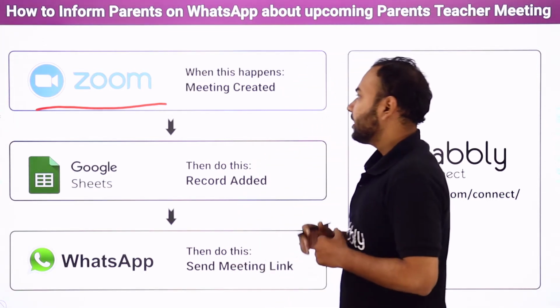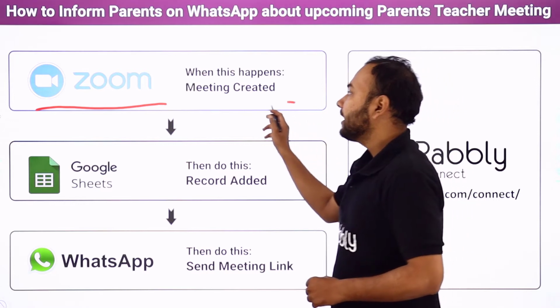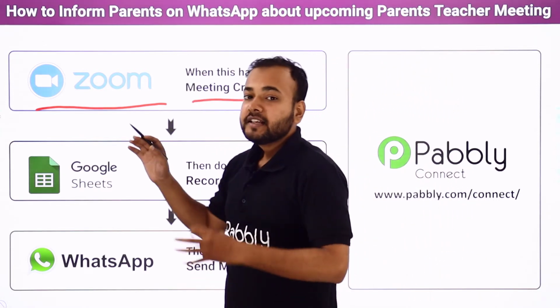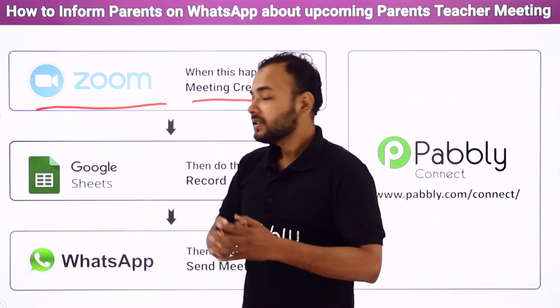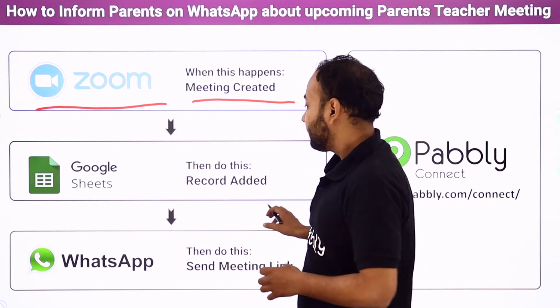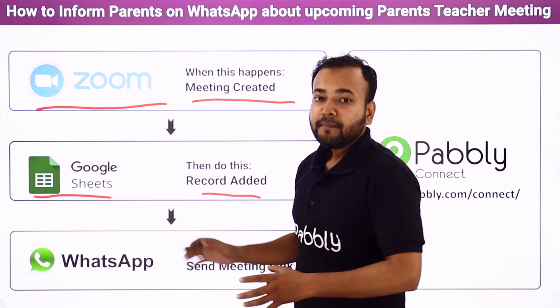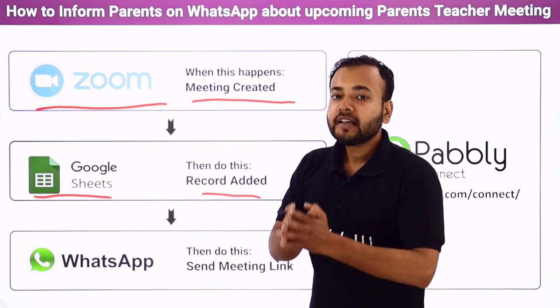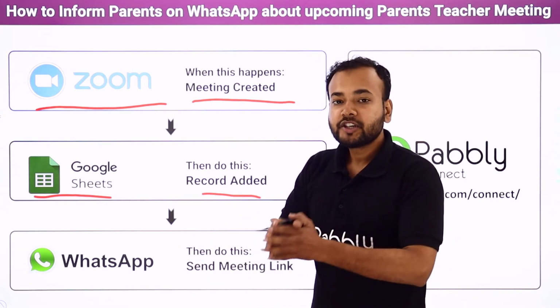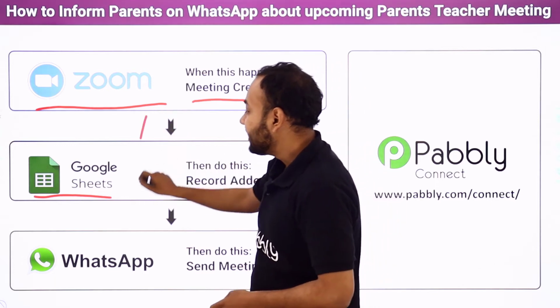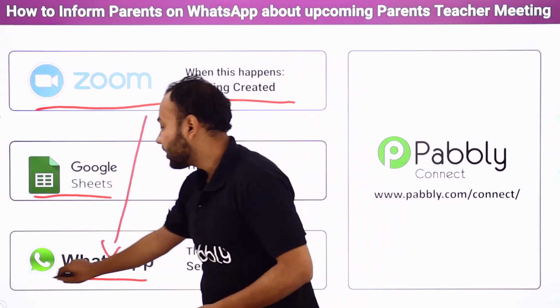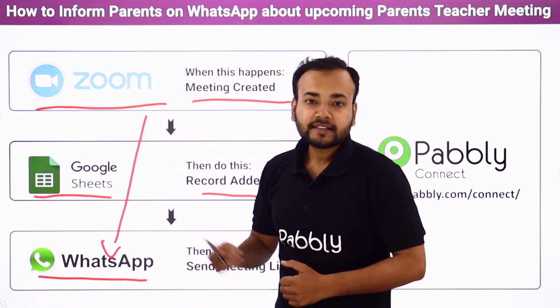What if I tell you that as and when you create a meeting here and save the data of the parents, the contact details of the parents, as a record here in Google Sheet, a WhatsApp message informing the parents that they have to attend a meeting on such date and time gets delivered automatically on their WhatsApp accounts. Yes guys, this can happen.